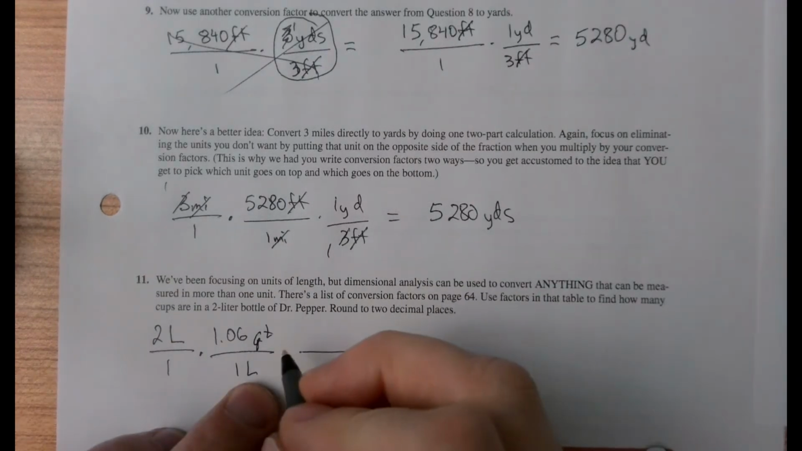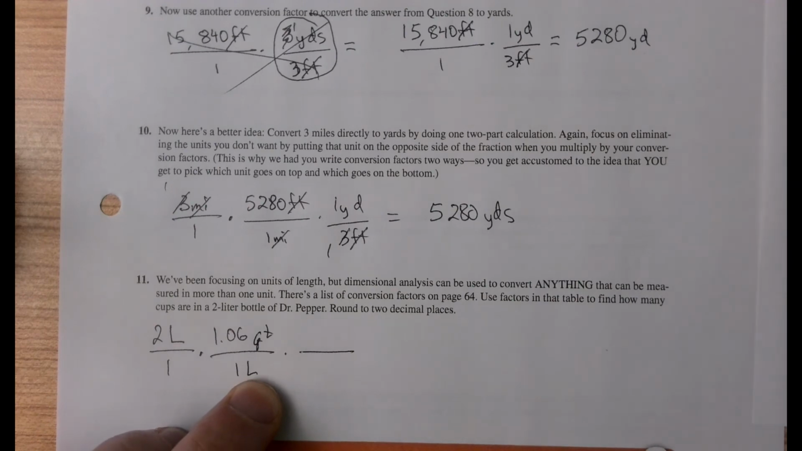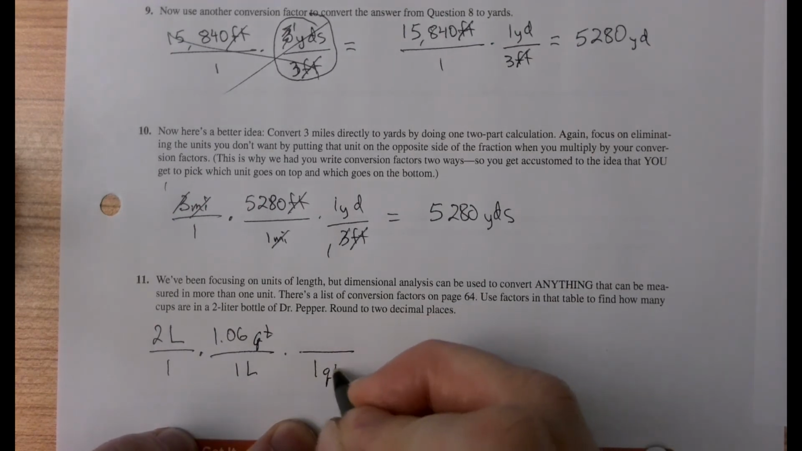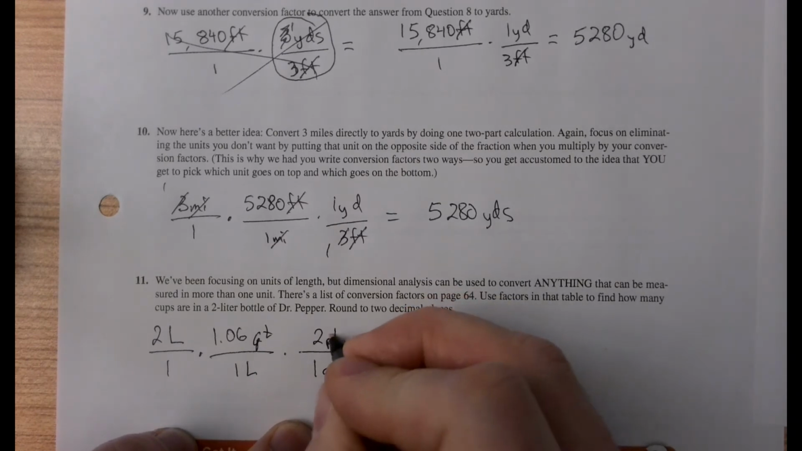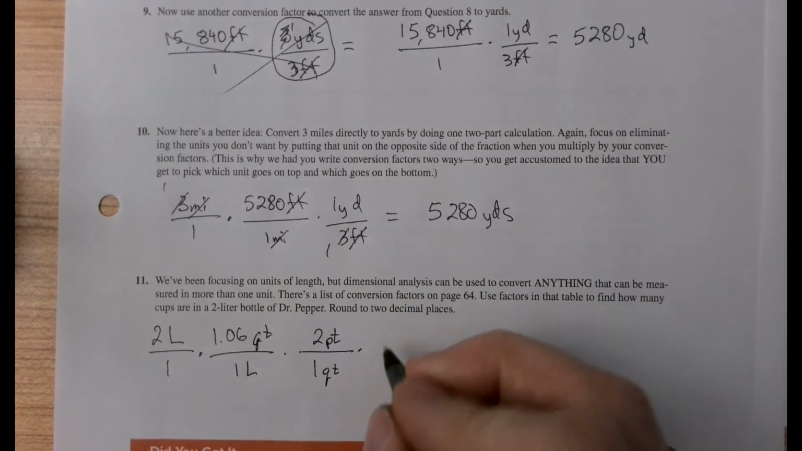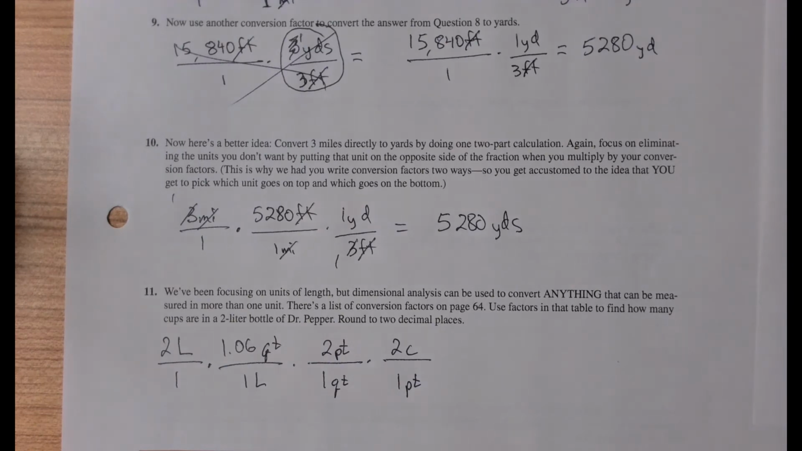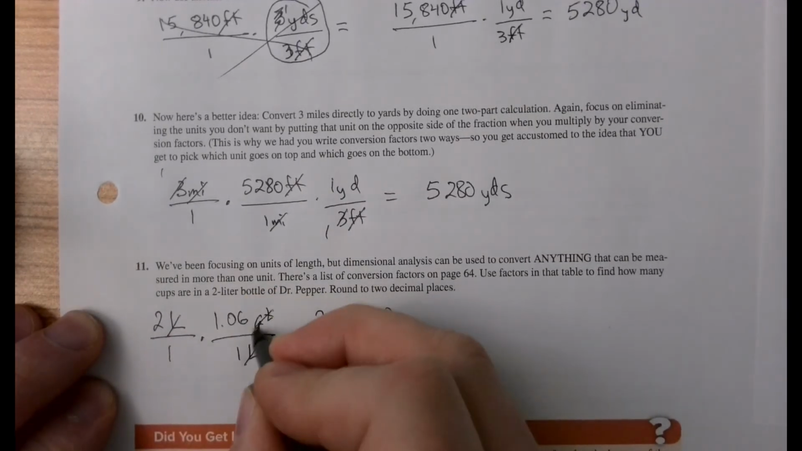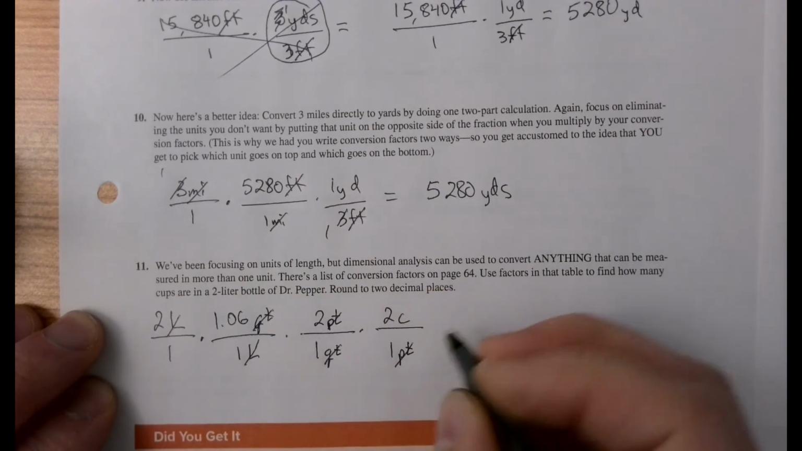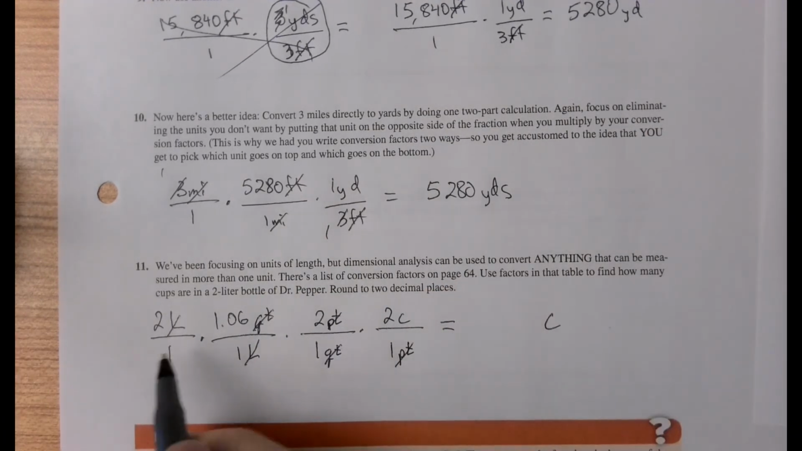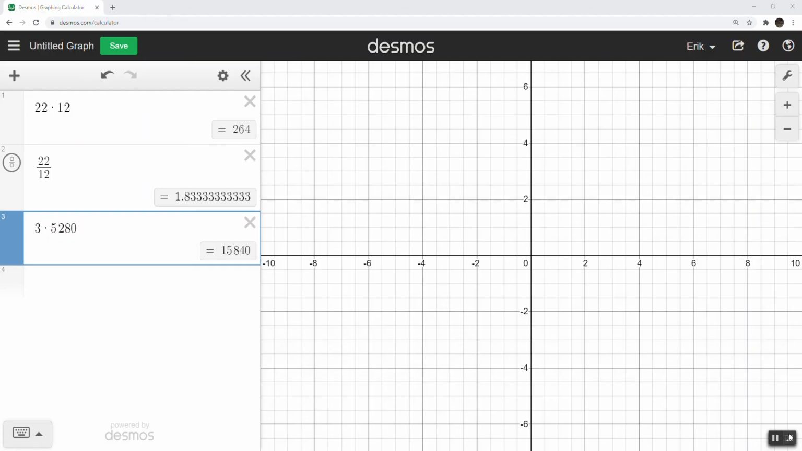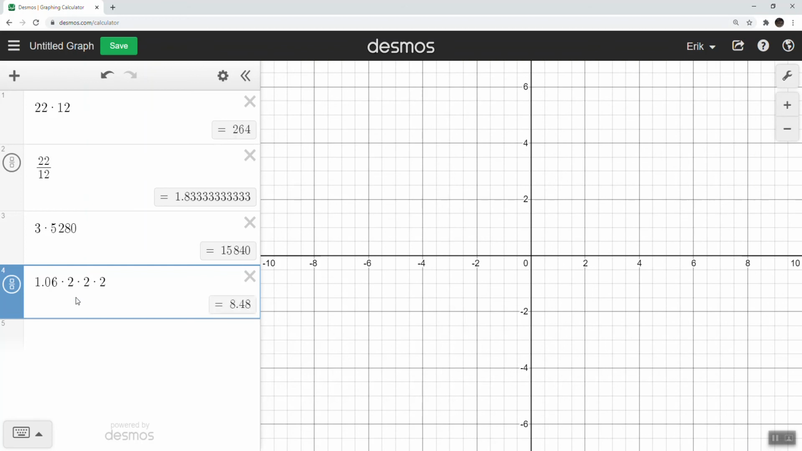I'm then going to multiply by the number of pints in a quart. So I want quarts to cancel, so I'll put the quarts down here and the 2 pints here. PT is pints, and then finally how many cups are in a pint. So I've got my 1 pint down here and my 2 cups here, and we're going to cancel away. Notice liters cancel with liters, quarts cancel with quarts, pints cancel with pints, and our final answer is cups. Once we multiply 2 times 2 times 2 times 1.06, we'll do that in Desmos real quick. 1.06 times 2 times 2 times 2, and we get 8.48 cups.